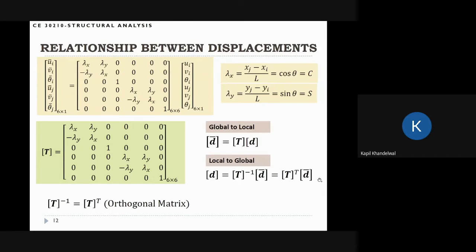Okay. And another important observation is these lambda x and lambda y are nothing but, if you remember how to calculate those orientation angles, lambda x is nothing but C, and lambda y is nothing but S, where C is cos theta and S is sine theta, where theta is the orientation angle. And we have talked about how to calculate the orientation angle for truss members, exactly the same way you calculate the orientation angle for frame members.